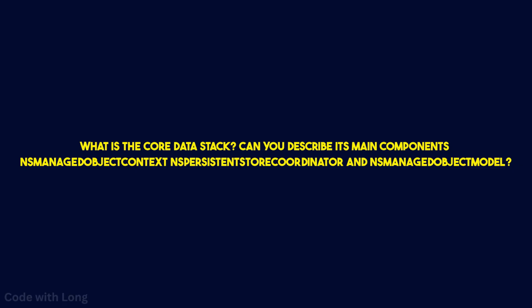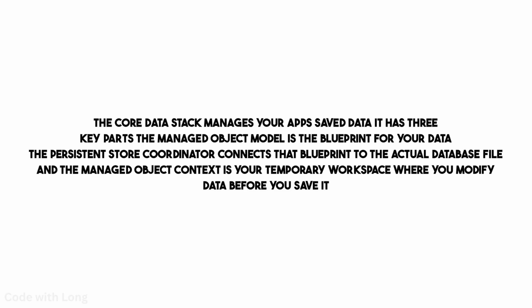What is the Core Data stack? Can you describe its main components: NSManagedObjectContext, NSPersistentStoreCoordinator, and NSManagedObjectModel? The Core Data stack manages your app's saved data. It has three key parts. The Managed Object Model is the blueprint for your data. The Persistent Store Coordinator connects that blueprint to the actual database file. And the Managed Object Context is your temporary workspace where you modify data before you save it.